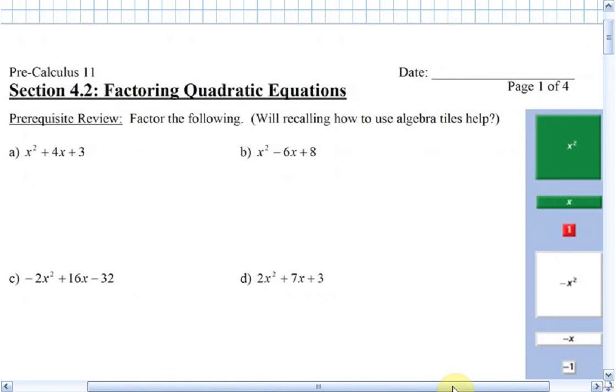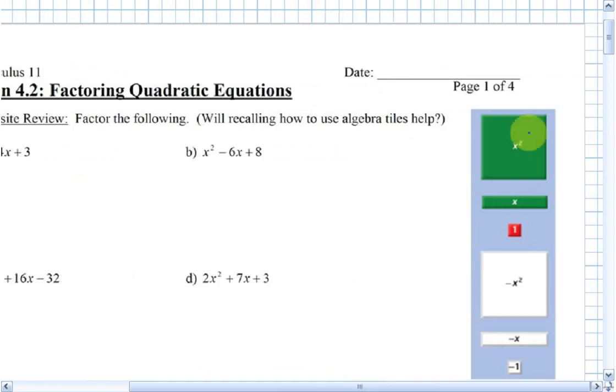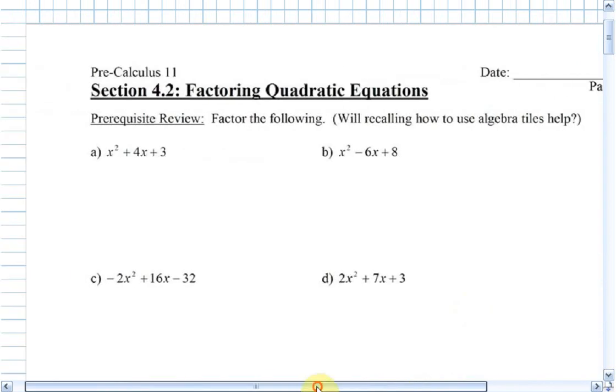Factoring quadratic equations. All right? So I'd like you to take a look at what I call these prerequisite reviews. From grade 10, you should have been able to factor these things. Now, do you actually remember factoring this? Do you remember how? Do you remember these algebra tiles? Did they help you out? Do you guys remember doing that kind of stuff? Yeah, you didn't like that stuff? No. Okay, so let's just forget them, shall we?